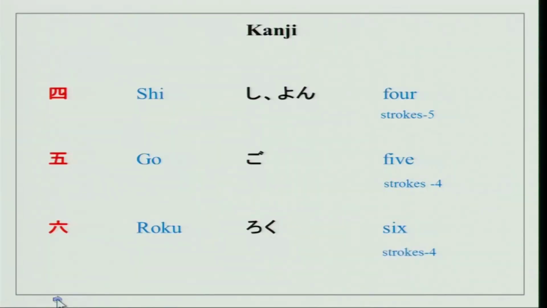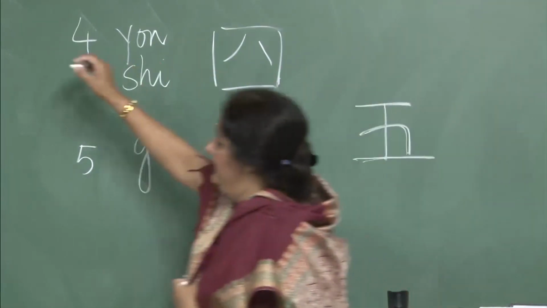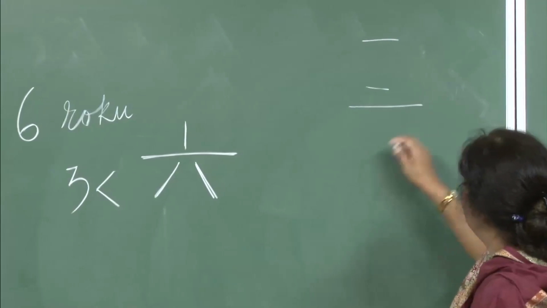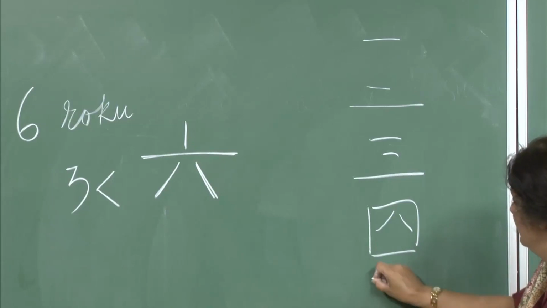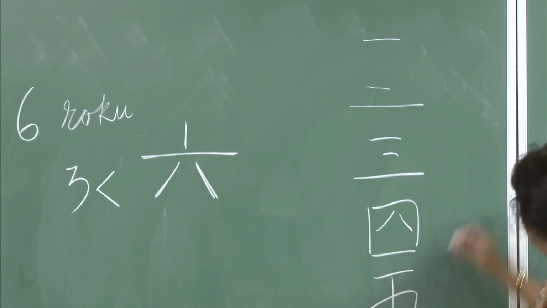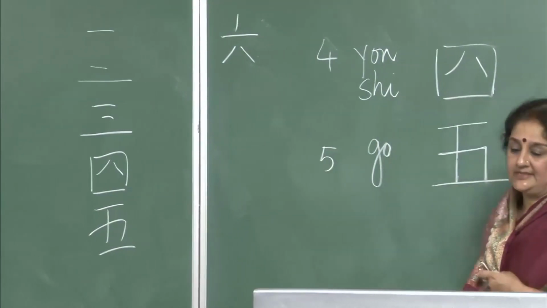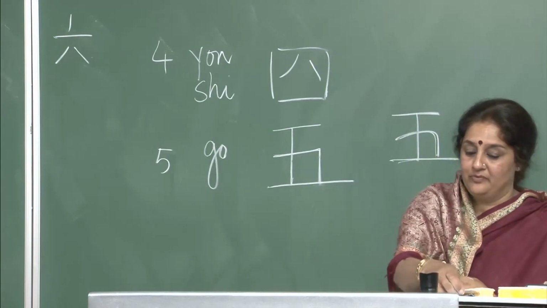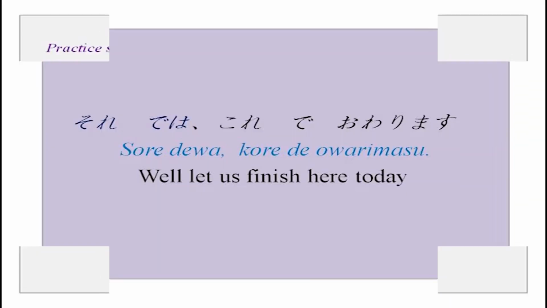Just 3 characters for you today. Not more. So, you have done ichi, once again for you please, ichi, ni, san, yon, go and roku. 6 characters, please memorize them. Remember the readings, we will be needing them when we do numbers later on with other things.